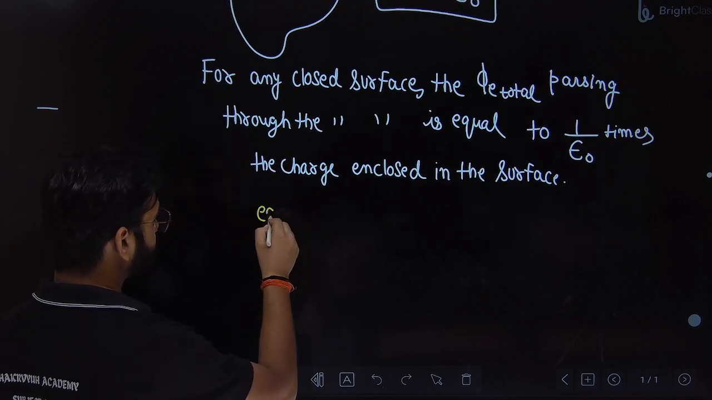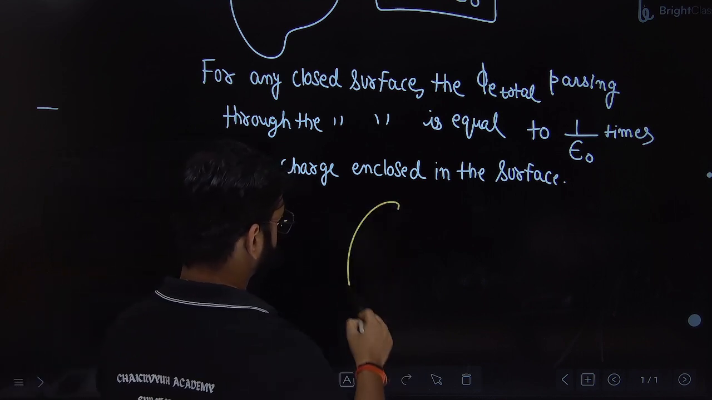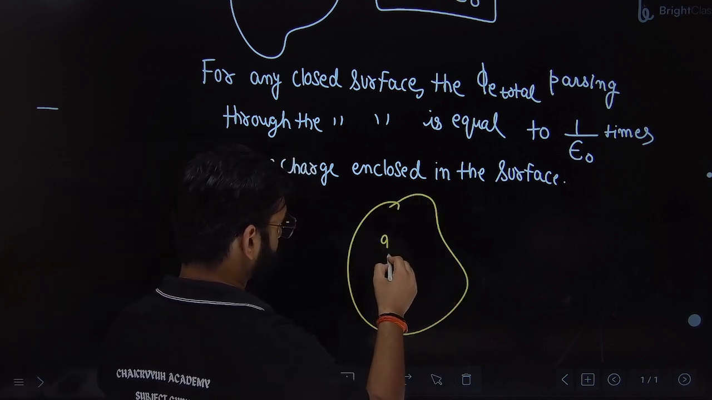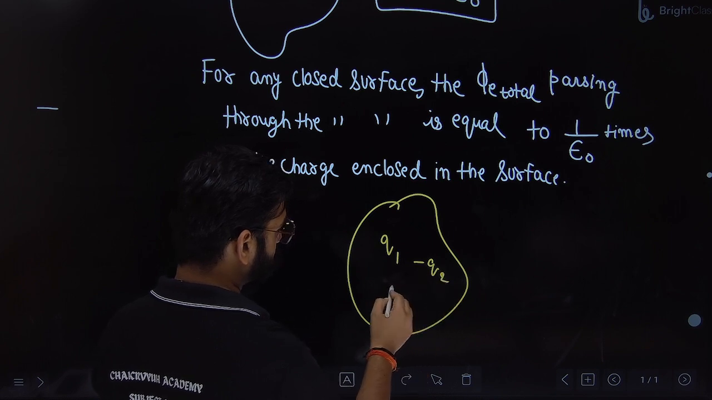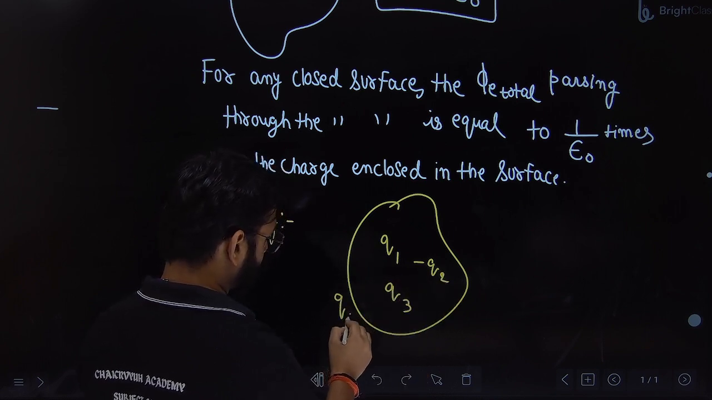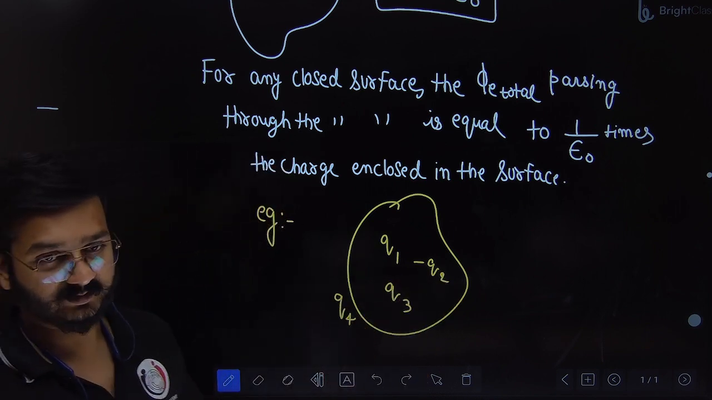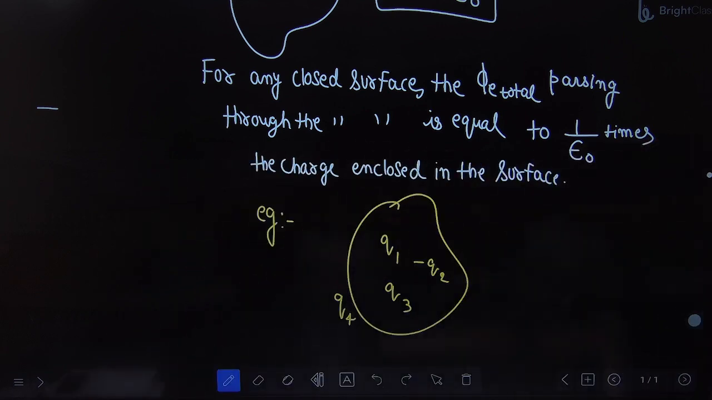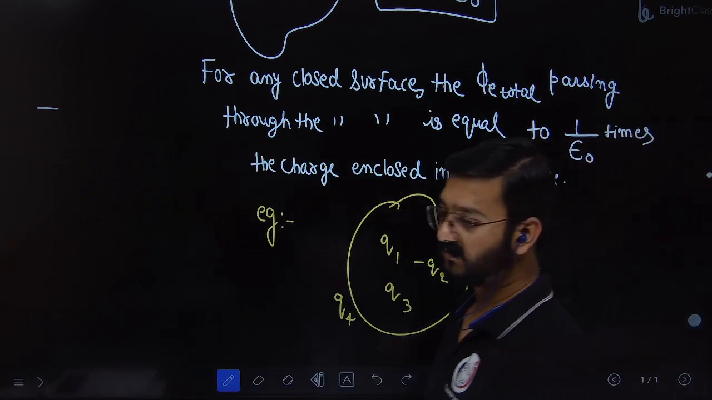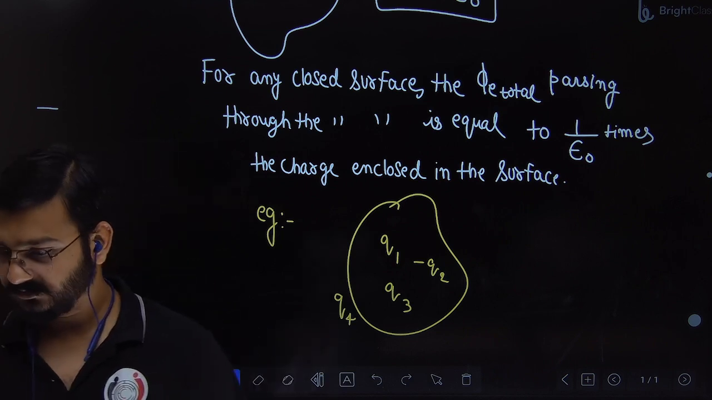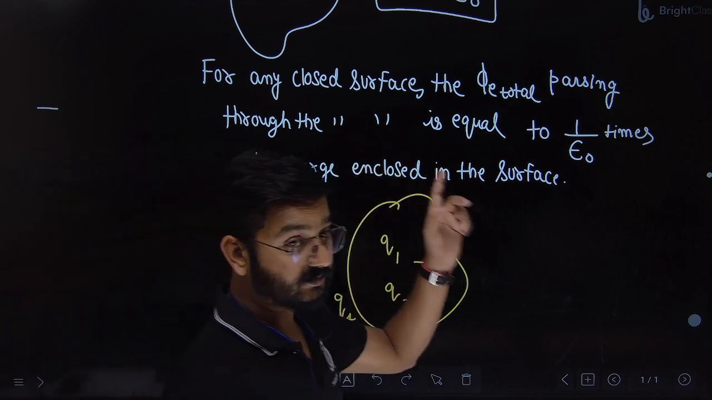Now let's take an example. Q1 minus Q2, Q3, Q4. Find the electric flux passing through this closed surface. Question is, find the electric flux passing through this closed surface. Use the statement.